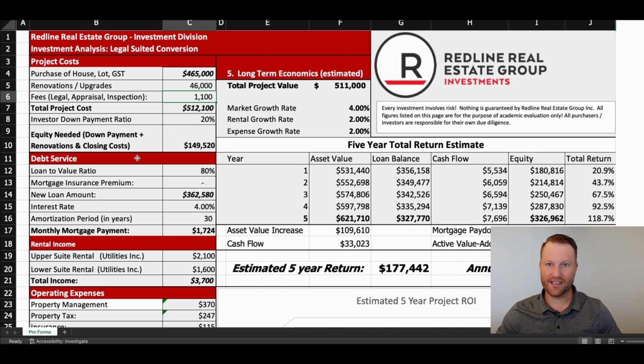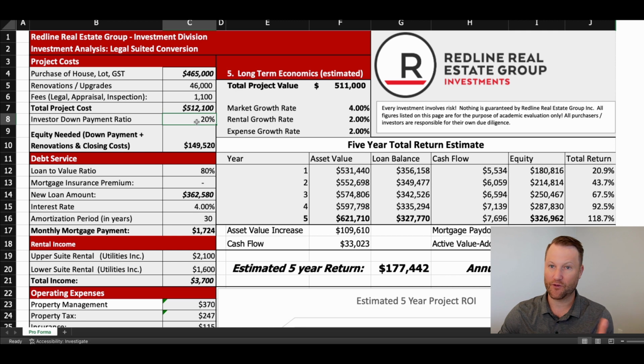So now we're going to get into the deal structure a little bit. Okay, so our total project cost is the purchase price plus our renovation amount, and then there's some soft costs here for legal fees and appraisal amounts and all of that. With respect to down payment ratio, we're going to put in the lowest amount of down payment that we can to avoid having to pay mortgage insurance fees or CMHC fees, okay?